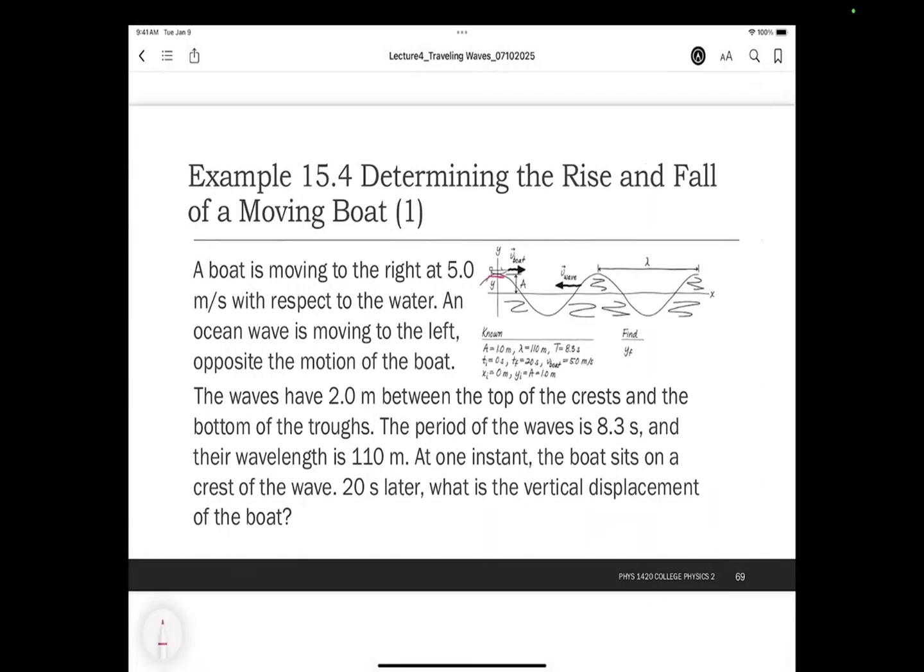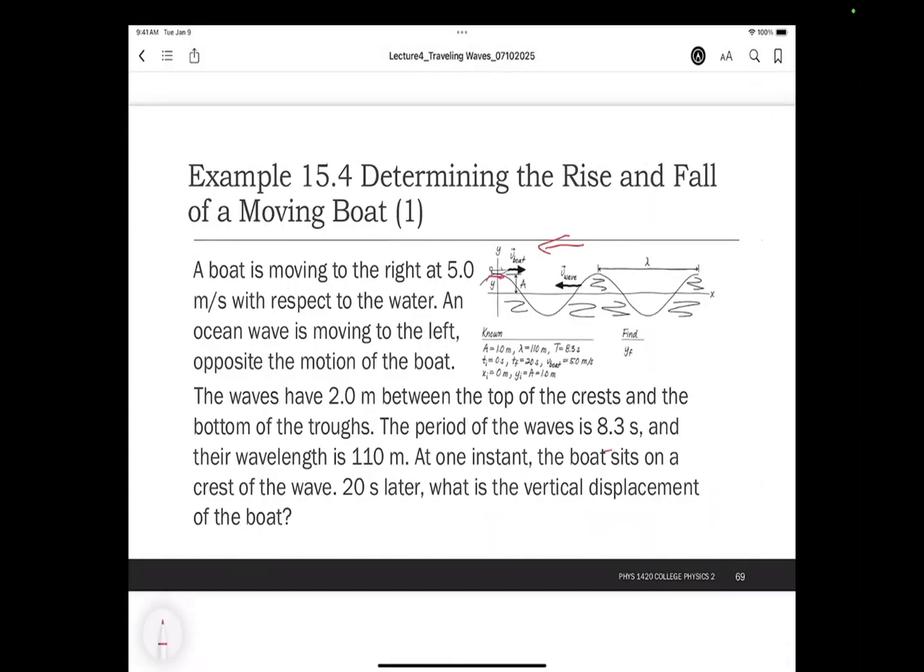Here is a boat, and this boat is moving to the right at 5 meters per second with respect to the water. An ocean wave is moving to the left, opposite to the motion of the boat. The waves have 2 meters between the top of the crest and the bottom of the troughs.